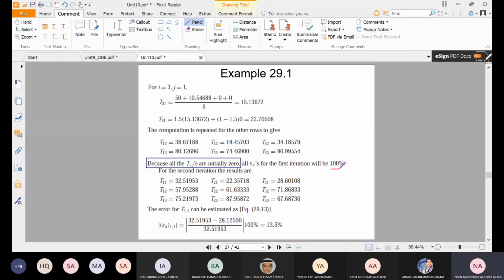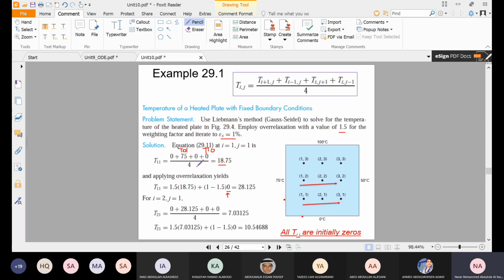In the second iteration, all the values that we get now become the old values. For the second iteration, T11 depends on the previous values of T21 and T12, and then over 4 gives us new values, and then we update. So we have new with the old, but the old is not 0 now, it's 28.125.